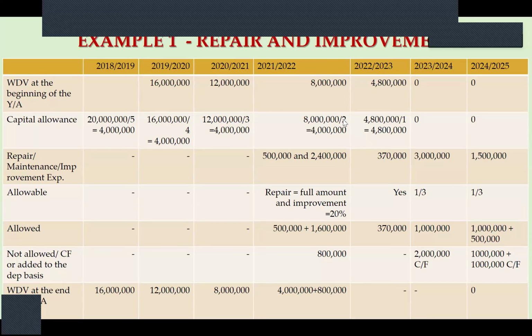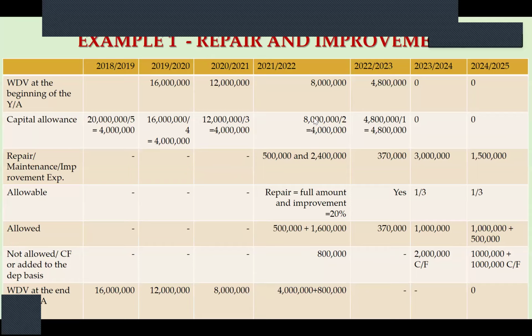8 million will be divided by 2. Then we have only 4 million. That is the capital allowance for the year of assessment 21-22. If we deduct the year 21-22 capital allowances from the written down value, then the written down value for the year 21-22 is 4 million.